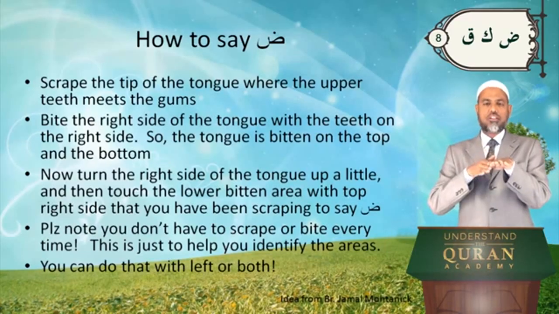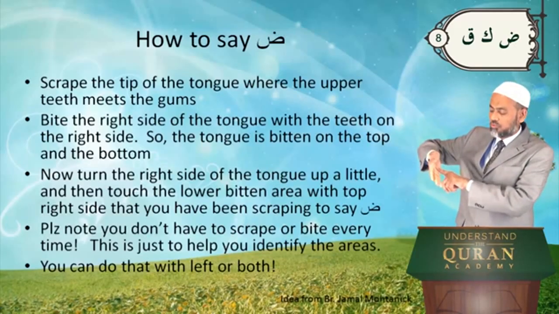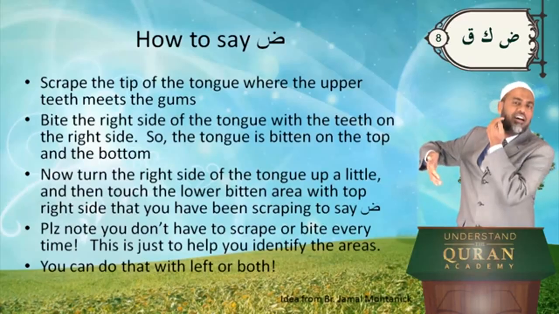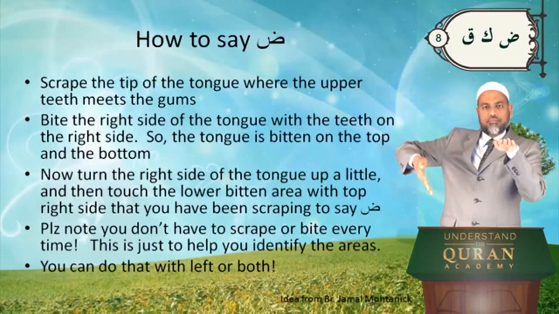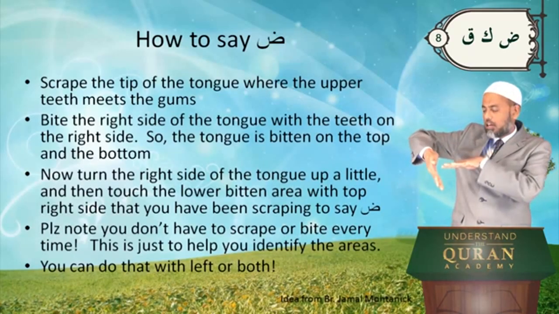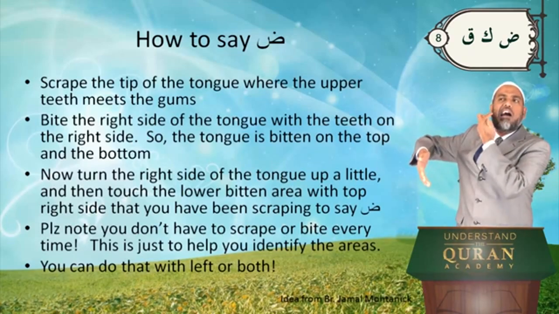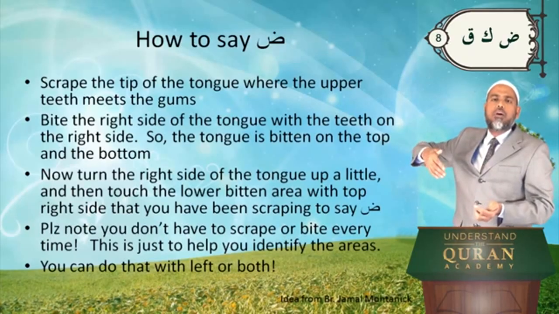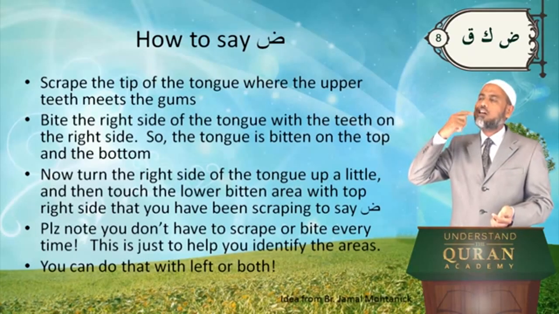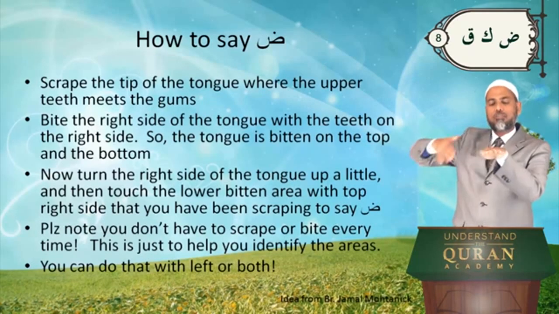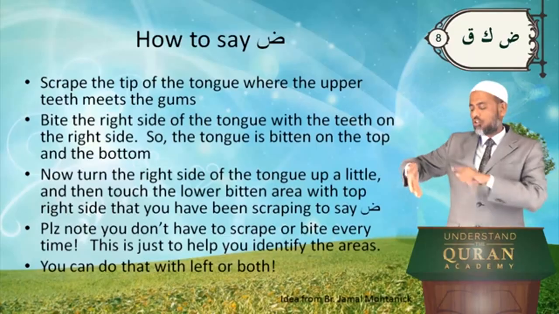So, imagine this is your tongue, and these are your right side gums near the molars, the teeth. Now take your tongue and scrape the tip of the tongue where the upper teeth meet the gums or roots of the molars. Scrape it like that. Why scrape? Because I want you to identify the area where the tongue has to touch. Now you know that we have to touch here.